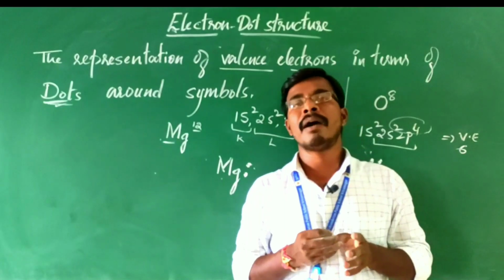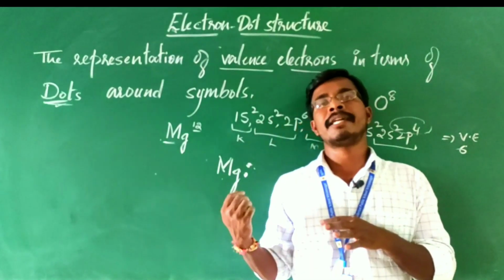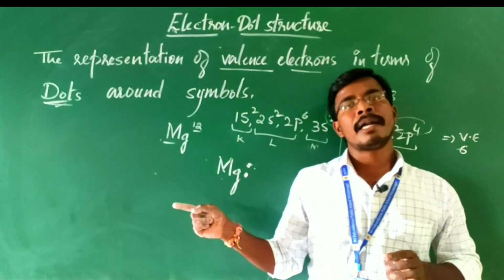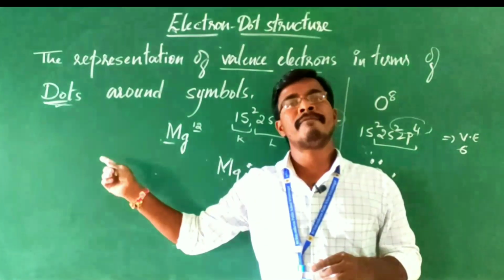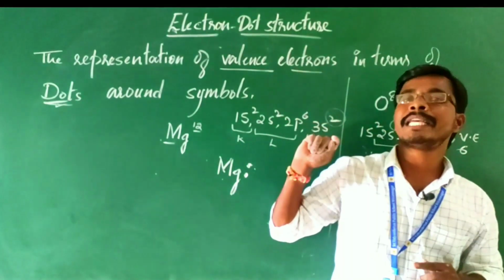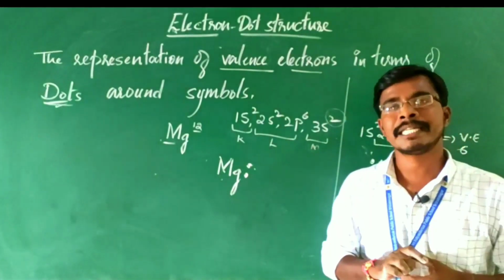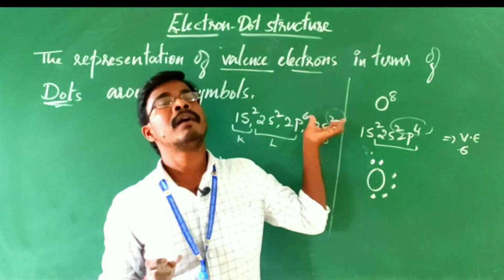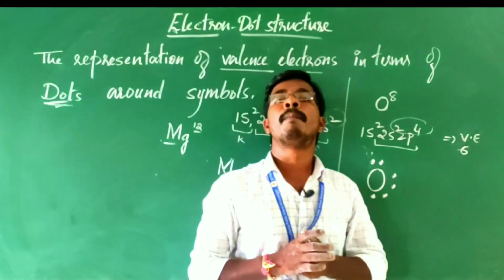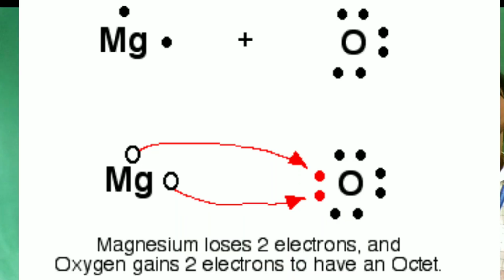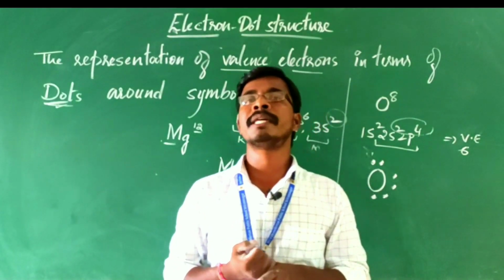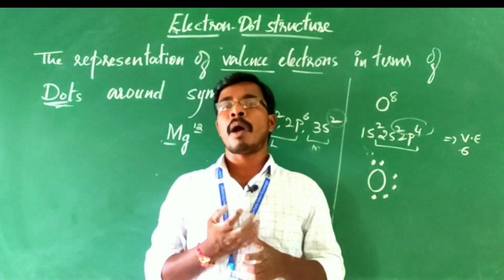So in this class, we have learnt about the reactivity series and electron dot structure. Reactivity series is an arrangement of elements in decreasing order based on their reactivity, and that will be useful while writing displacement reactions. And electron dot structure is the representation of valence electrons as dots around the symbol, which is useful in identifying the type of bond present between the two atoms when they combine together. Okay, hope it is useful to you. In the next class we will discuss the formation of ionic bond and the properties of ionic bond.